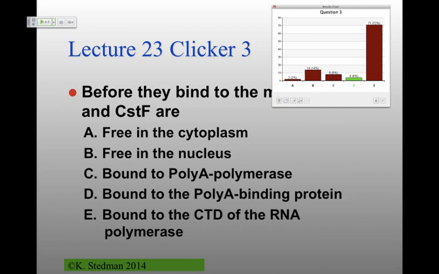Important for poly-A tail formation. So they cleave the messenger RNA and give the start site for the poly-A polymerase to extend those cleaved messenger RNAs. And so that's the first part of the question. So if you've got that, then the rest of course has to do with where are they beforehand.